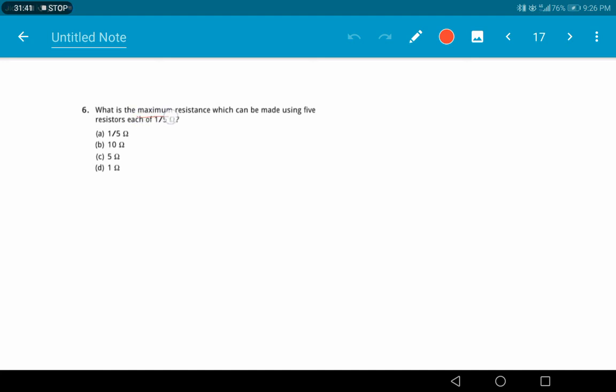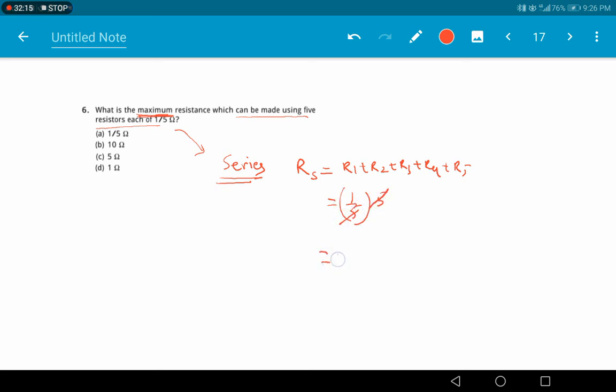So what is the maximum resistance which can be made using 5 resistors each of 1 by 5 ohm? I think you can do this problem. So which combination can we connect them in? Series. Now the combination is series. Therefore Rs is equal to R1 plus R2 plus R3 plus R4 plus R5. So 1 by 5, how many times? 5 times. So the answer is 1 ohm. So this is the maximum.